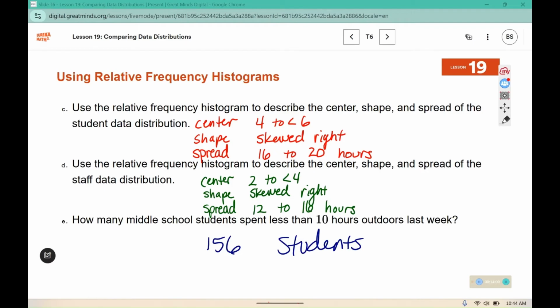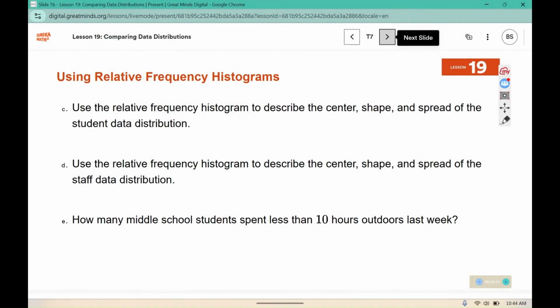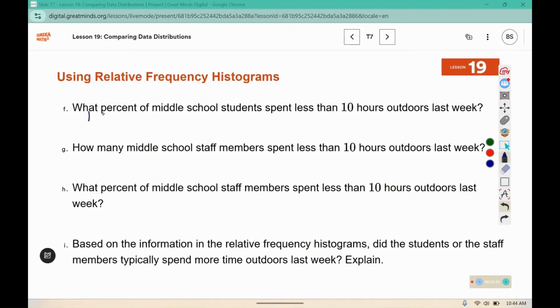Then in F, it asks what percent of middle school students spent less than 10 hours outdoors last week. So remember, there were 200 students altogether. 156 out of 200 is 0.78, which is 78% of the students spent less than 10 hours outside last week.